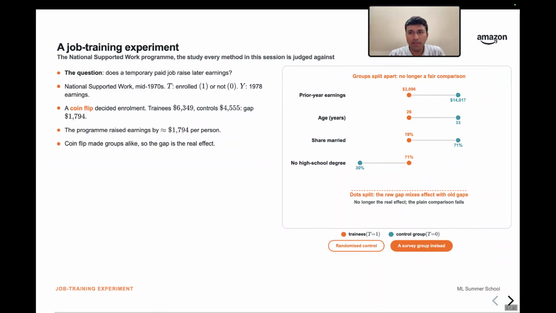So there can be multiple factors between our control and our treatment group that dictate the final answer that we get for our question, right? For example, if we just do a simple survey and compare groups who did an internship versus who did not, we'll most likely see a big difference in their prior year earnings as well. And at the same time, we'll also see a difference in the age groups, probably a difference in the marriage status, and a difference in whether they hold a high school degree or not.